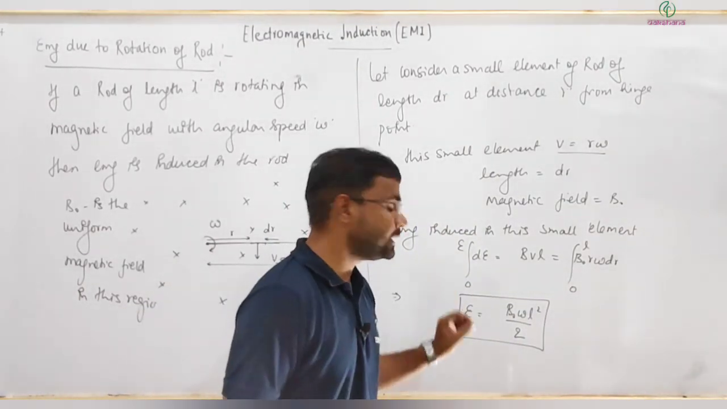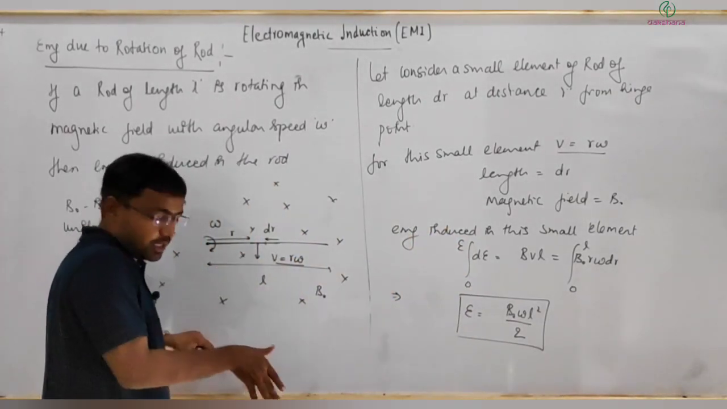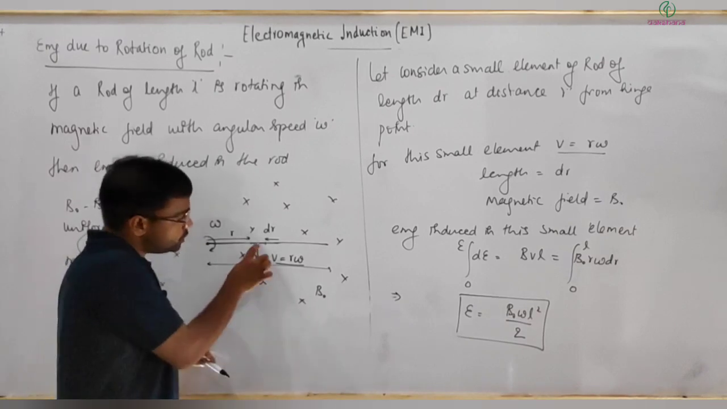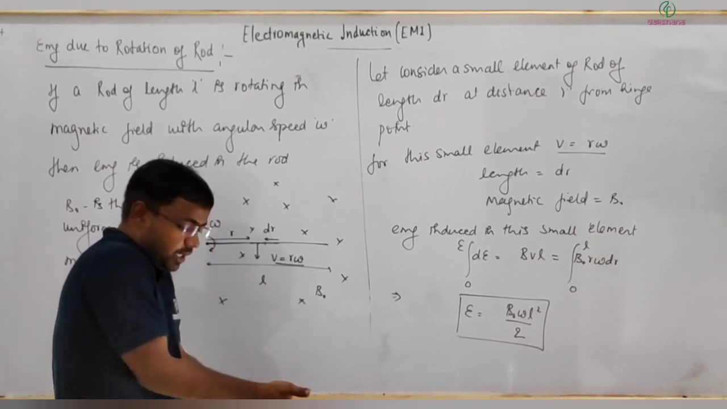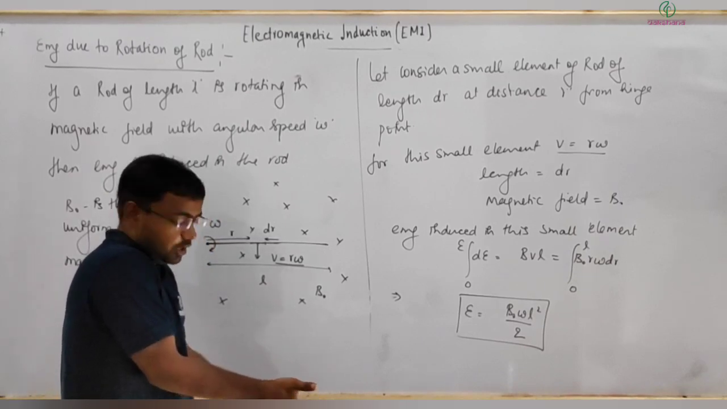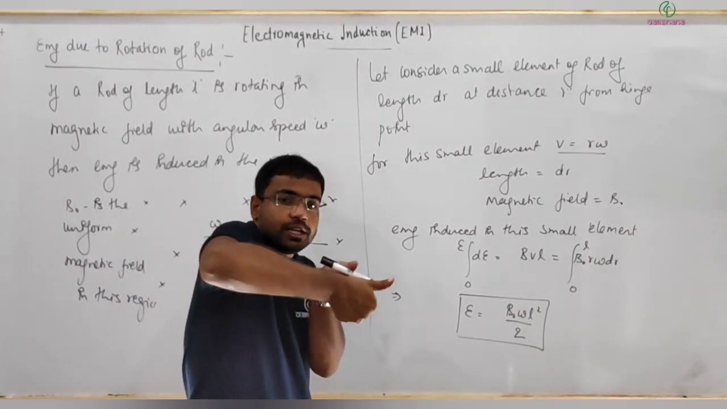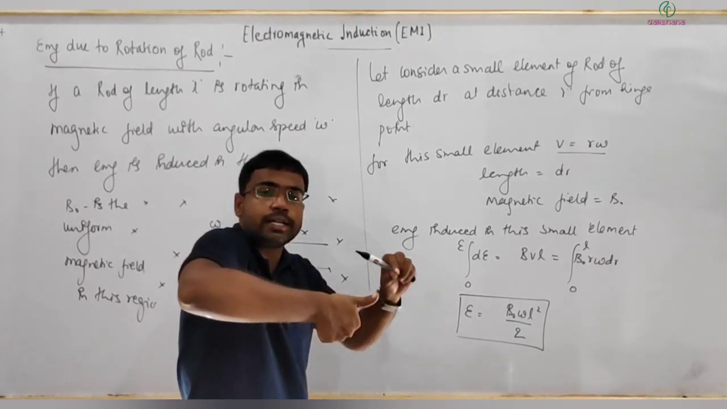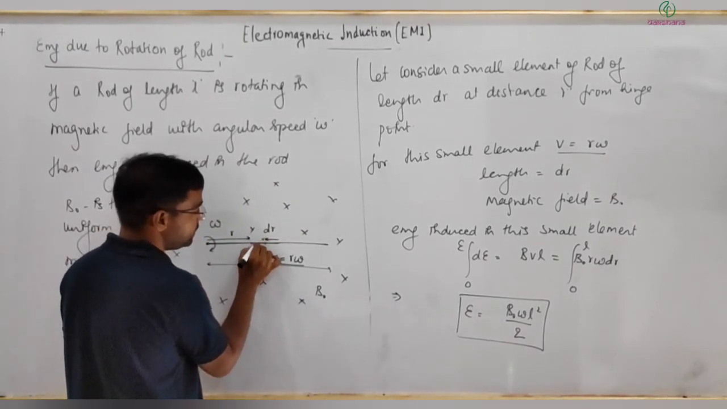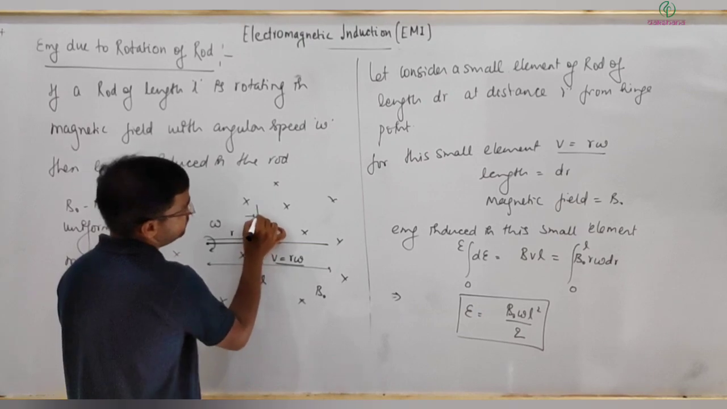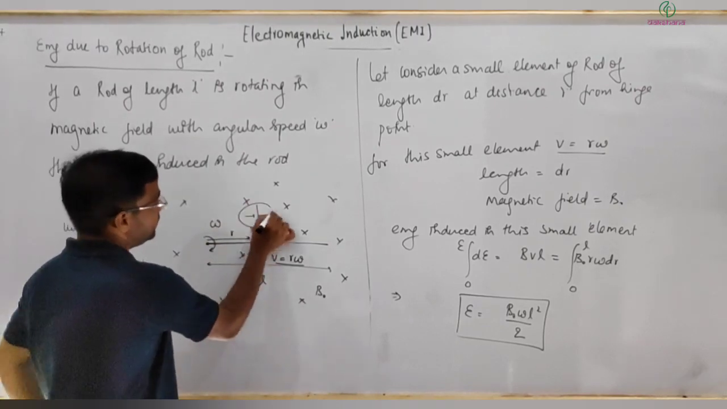Next thing, again, the polarity. Consider this small element: its velocity is downward and the magnetic field is inward. The force on a positive charged particle will be V cross B. Velocity downward, magnetic field inward. Pointing my fingers in the direction of velocity and curling them in the direction of the magnetic field, the thumb gives the direction of force on a positive charged particle. So the force on positive charge will be this way, so this end will be positively charged and this end negative. The polarity will be this way.